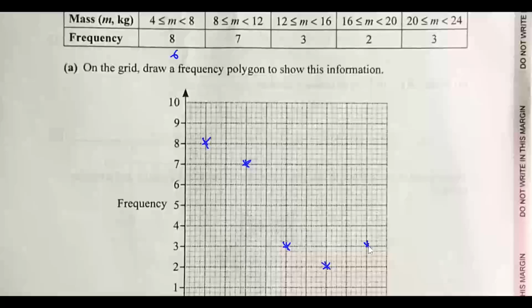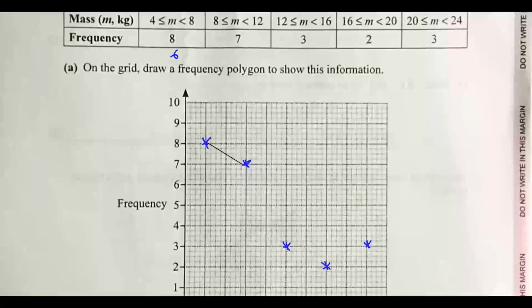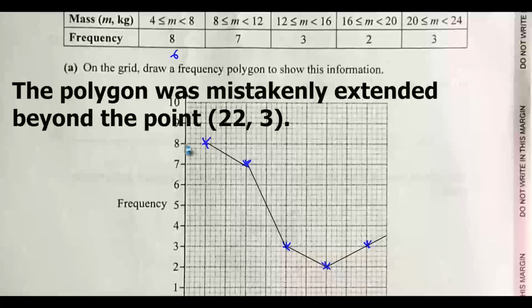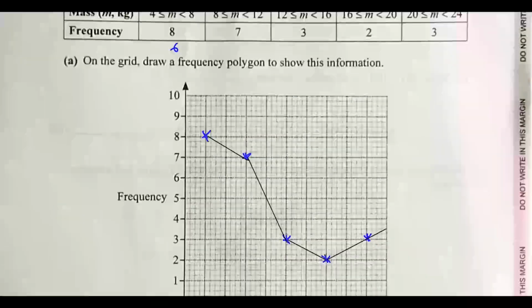Now you need to connect these together. You can use a ruler, but for me, I can draw a line straight away like this. Let's join this and this together. Good. Then join this and this together. Good. Then join this and this together. Finally, join this and this. That is the frequency polygon. You have to complete it like this. Then let's see the next question.